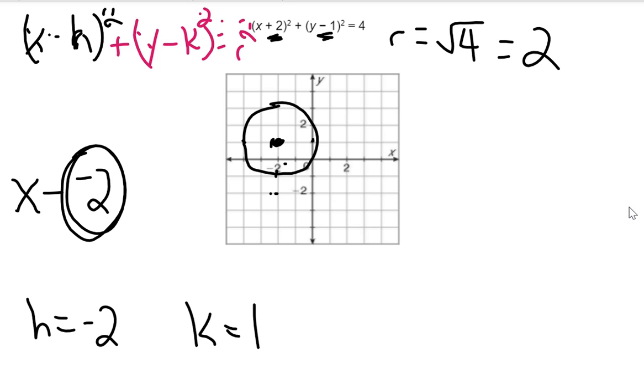All I need to know is my center point and my radius, and I can write the equations and I can graph.